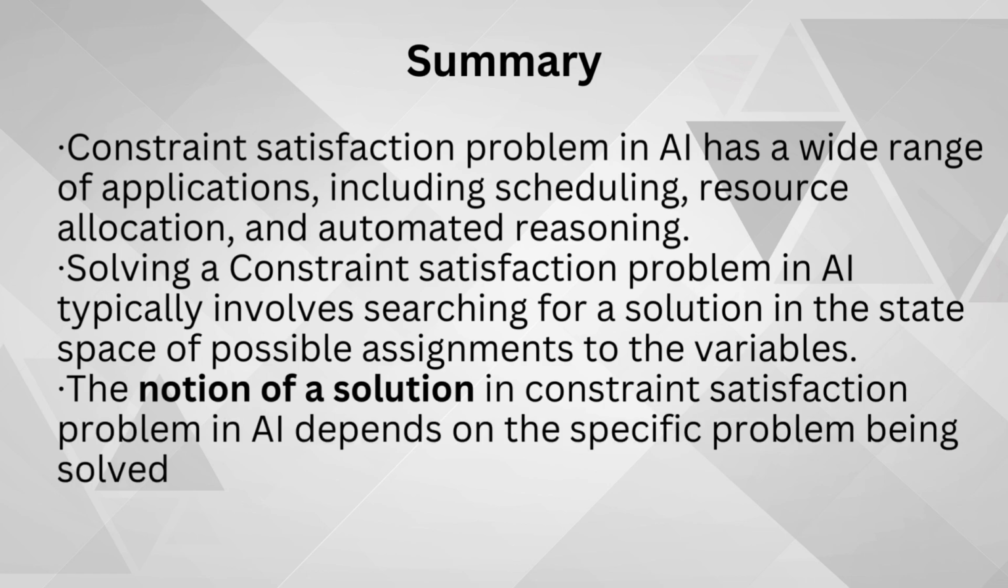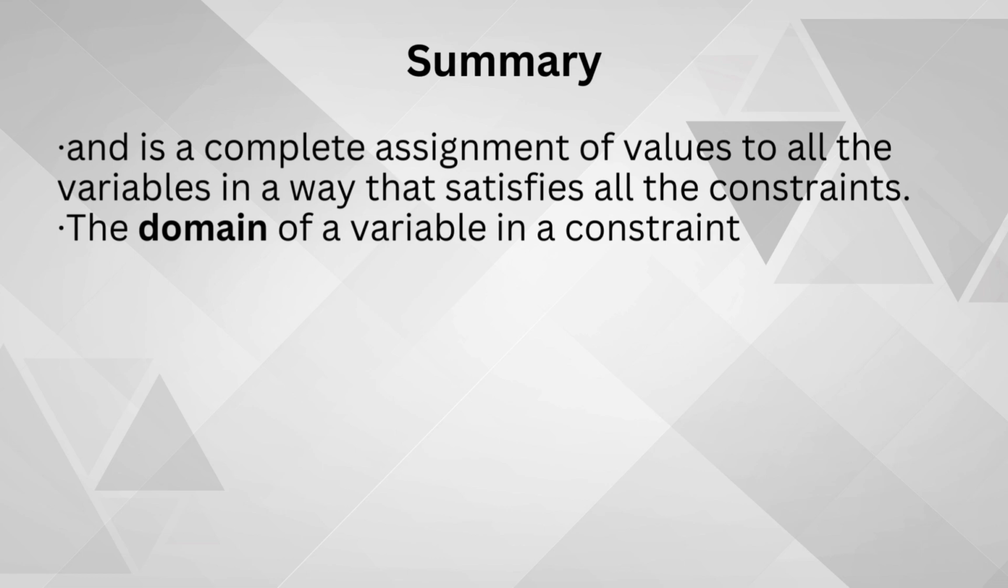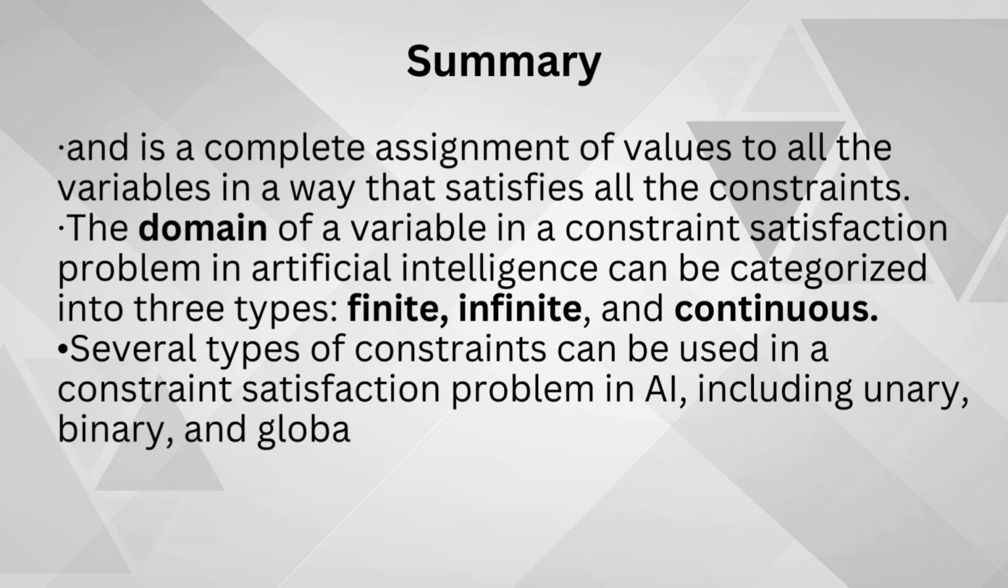So, in summary, the constraint satisfaction problem in AI has a wide range of applications, including scheduling, resource allocation and automated reasoning. Solving a constraint satisfaction problem in artificial intelligence typically involves searching for a solution in the state space of possible assignments to the variables. The notion of a solution depends on the specific problem being solved and is a complete assignment of values to all the variables in a way that satisfies all the constraints.